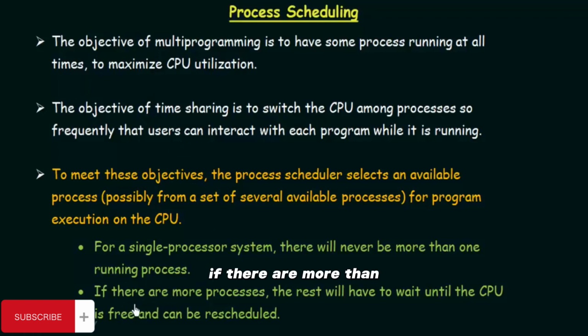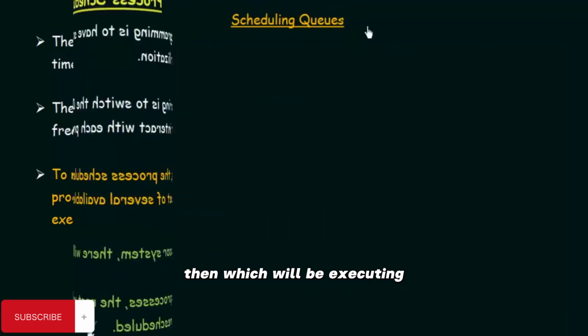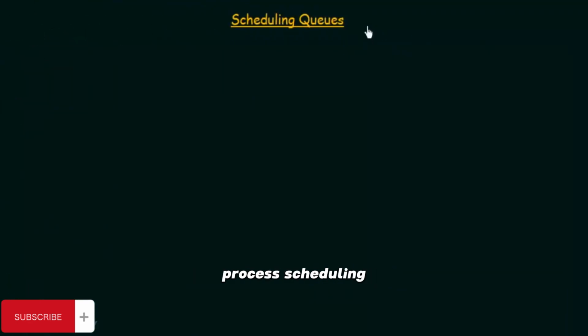And as I told you, if there are more processes, then the rest will have to wait until the CPU is free and can be rescheduled. And who will take care of this? The process scheduler will take care of this, as to which process will be executing, and which of them will have to wait. And if a higher priority process comes, which will be executing. So in order to help with this process scheduling, we have something known as the scheduling queues.